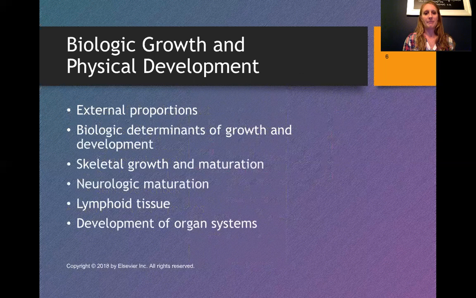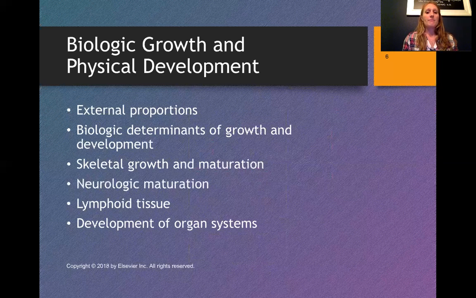Back to that little baby. As for the biological and physical development, we're going to take a look at the external proportions. And so that's what we're talking about, the body, when we're looking at that. By 2 months old, the baby's head is 50% of its body weight, which again speaks to that cephalocaudal development where the head is going to develop faster.